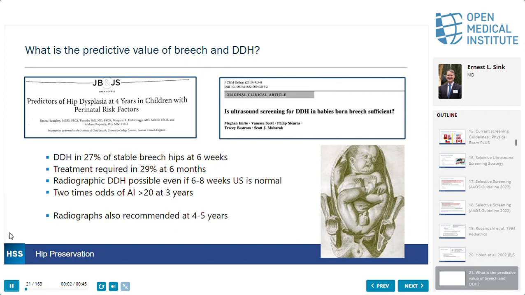So what is the predictive value of breech in DDH? Whether you have selective or general screening, you need to know the risk factors. DDH is present to some degree in almost 1/3 of breech hips at 6 weeks, if you're really critical with the x-rays. Treatment was required in 1/3 of the patients at 6 months in breech, when treating really mild deformities. So radiographic DDH is possible even if the 6 to 8 week ultrasound is normal. A lot of places now, if a baby hip comes in with a normal ultrasound because of their breech, I will get an x-ray again at 6 months or 1 year. Not quite yet at 4 to 5 years, but theoretically, that's because breech is a risk factor, okay?